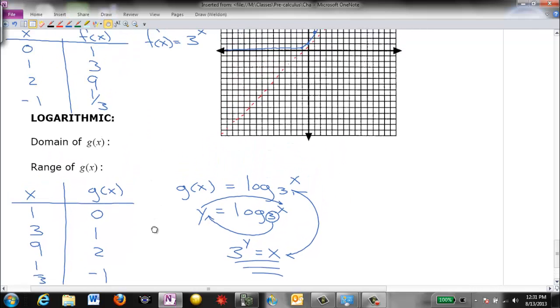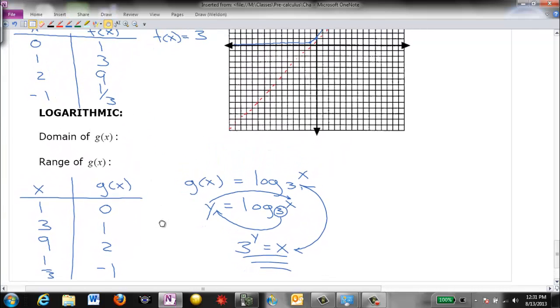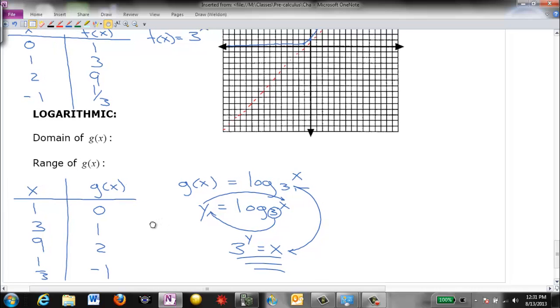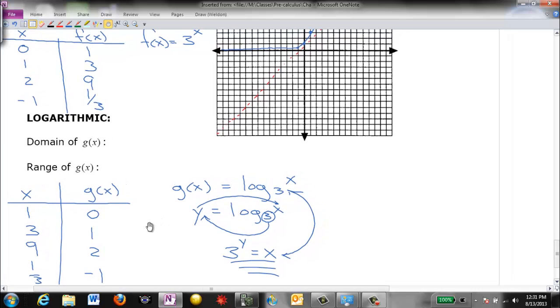I'm going to come back up here and start plotting those points. Try and keep everything here on the same screen. We'll plot this one in red. So at x equals 1, we're at 0. So there's a point right there. At x equals 3, we're at 1. So we're going to be about right here. So I got my second point.